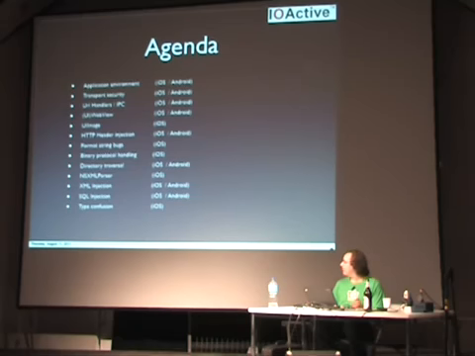So what I'll be talking about is I'll give a brief overview of the application environment and then go into the issues I've seen with transport security, IPC, web views, images, HTTP connections, format string bugs, binding protocol handling, path traversals, XML handling, SQL injection, and then some type confusion stuff.